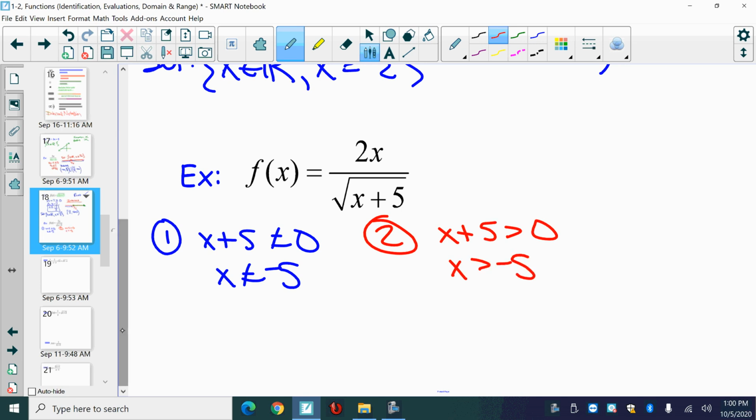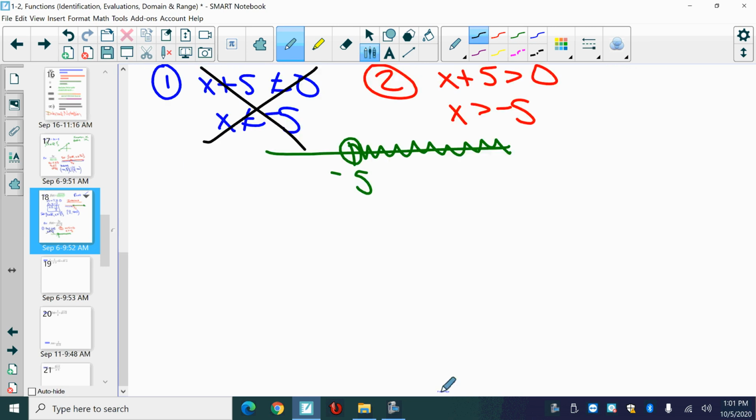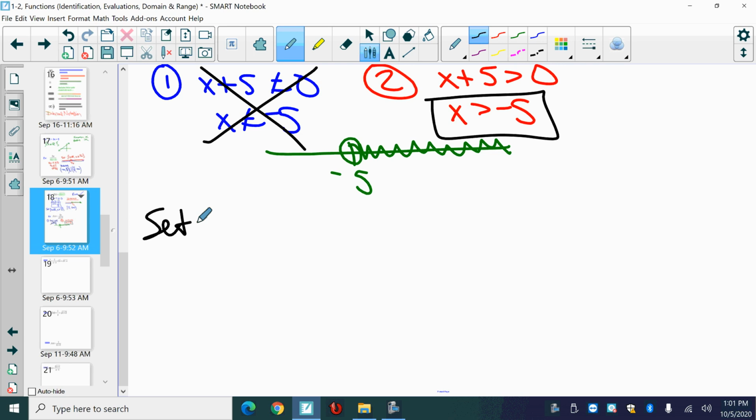So what we're going to do is we're going to put this on a number line right away. When we put this on a number line, here's -5. This one says it cannot be it, so I have an open dot, and this says I have to be greater than -5, so I shade to the right. That means in the grand scheme of life, this does not matter on my number line. I only take this right here, which means for set notation, I have x is an element of the reals, and x is strictly greater than -5.